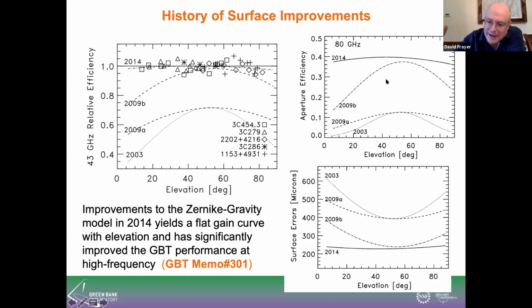If you invert that using the Ruze equation, this would be the effective surface errors. Back in the early days of the telescope, we had 0.5 millimeter, 500 micron errors with the dish, and then we pushed that down, trying to get to 200 microns, 0.2 millimeters. It's about 0.23 millimeters right now. That's discussed in a GBT memo if you want more data.